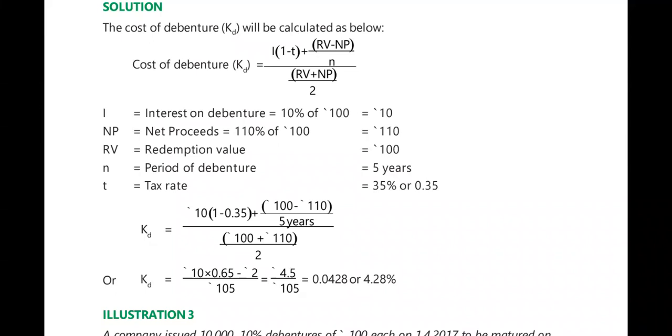Okay, when you put all this calculation, you will get 10 into 0.65 minus 2, divided by 105. When you do 10 into 0.65 minus 2, you will get 4.5 divided by 105. So finally the answer we will get is 0.0428 in decimal. Multiply that by 100 and you will get 4.28%. Okay, so this is the calculation of the cost of redeemable debt. Let us see one more problem.